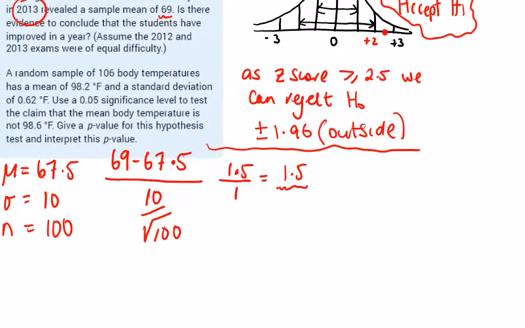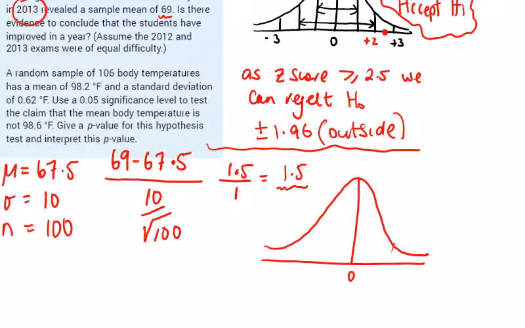It's within plus or minus 1.96. So we do one sketch like that. Here's my mean, plus 1.5 and minus 1.5. So we can say the critical region is not breached.